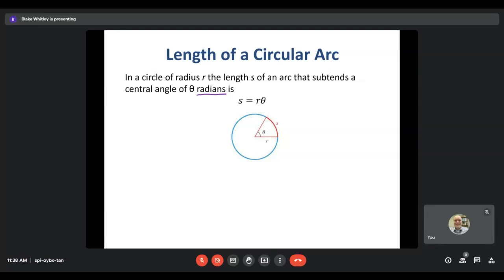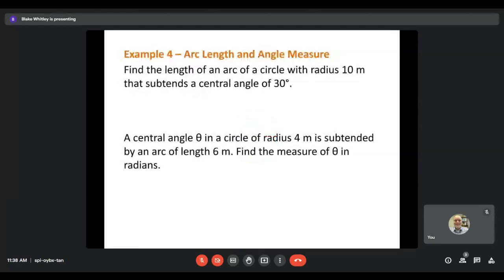Okay, so S represents the arc length, R is your radius, theta is the central angle, and it has to be in radians. All right, so we want to find the length of an arc of a circle with a radius of 10 meters that subtends a central angle of 30 degrees.